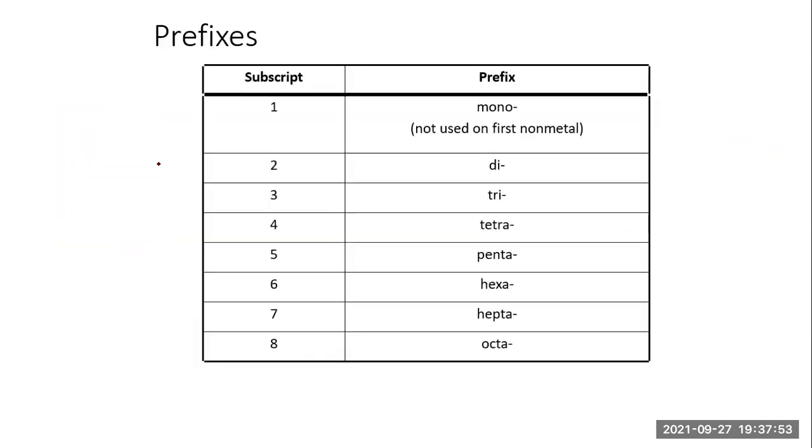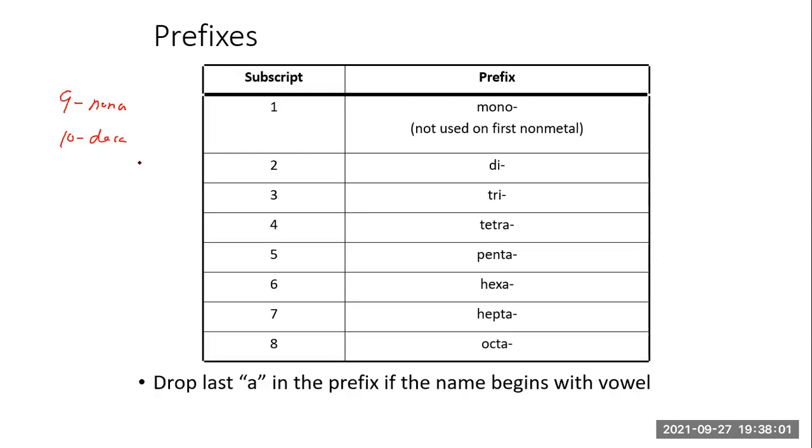And here are the prefixes. Again, 9, by the way, we don't really see too much, is nona, and 10 is deca. And again, as I mentioned, we do get rid of some of the prefix vowels, especially when we get 2 vowels that sort of back up to each other.